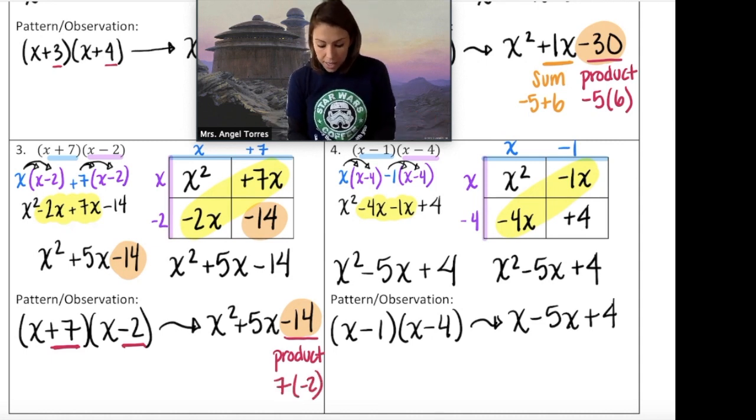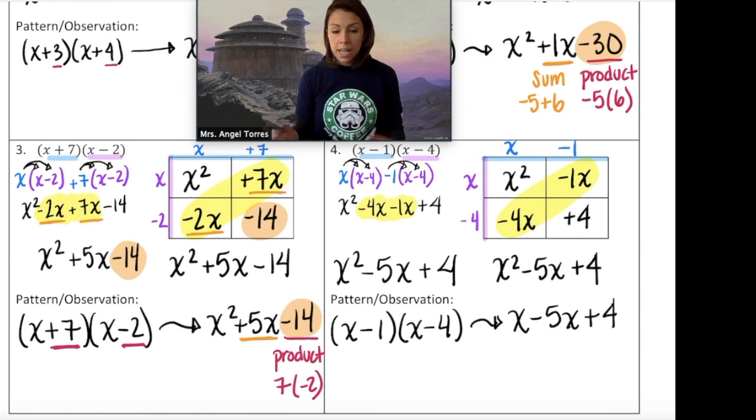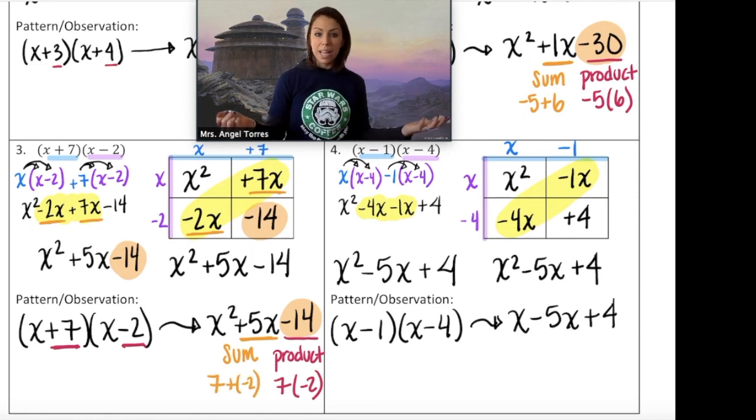And how did we end up with a positive 5x? Well, it's because we added some like terms, a negative 2x and a positive 7x. So this is the result of the sum of 7 and negative 2. So the pattern also applies there.